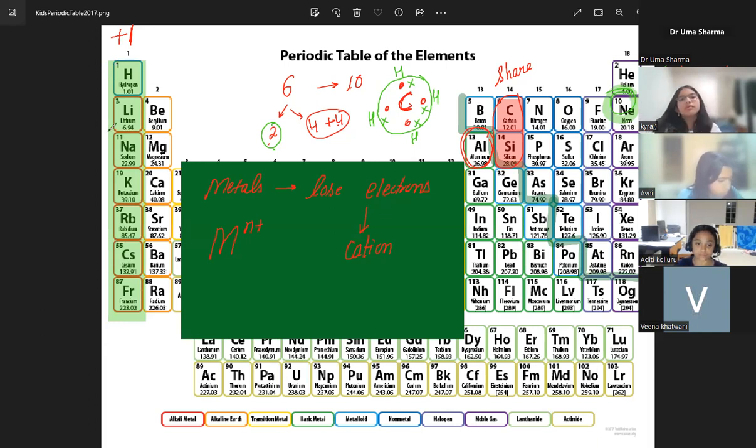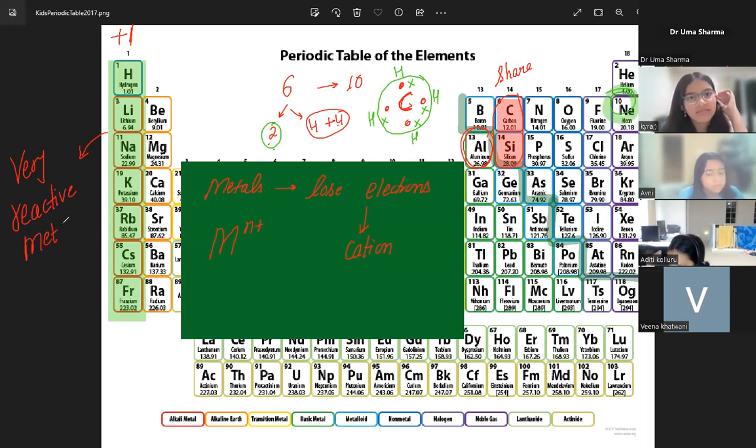So what is this? These are very reactive metals. Why? Because they are metals, they can lose electrons, and they can lose one electron very easily. So the reactive one can very easily become stable.